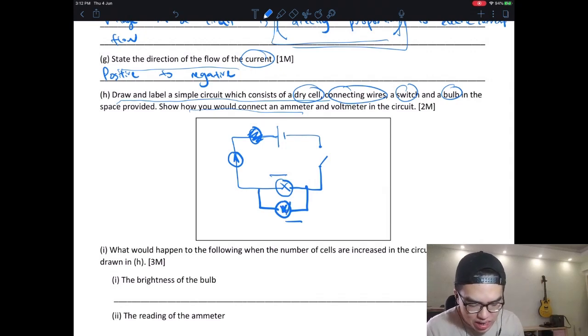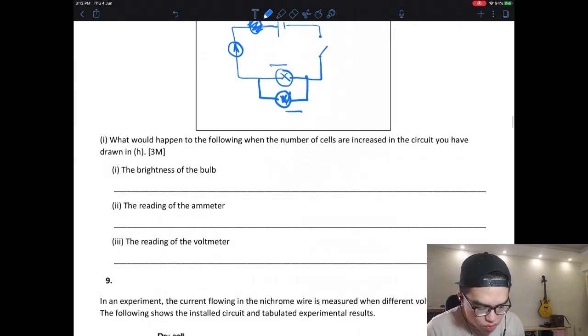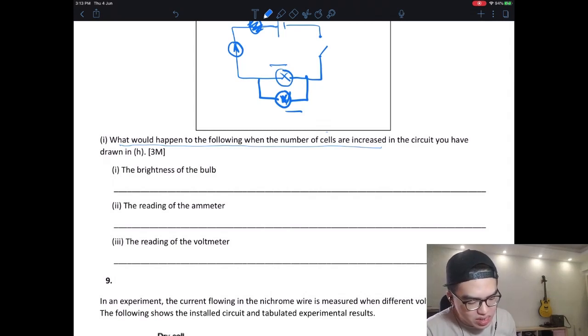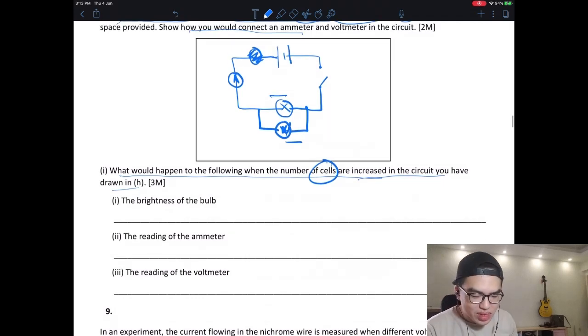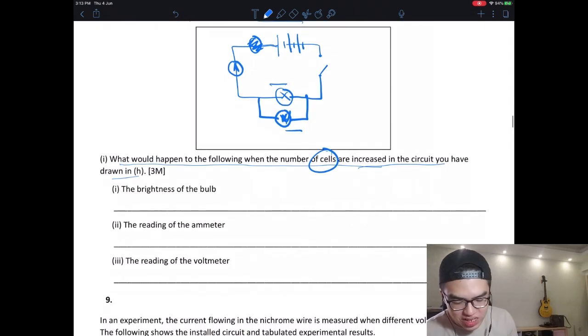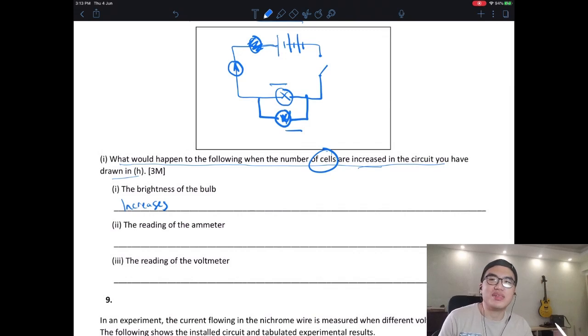So number one, what would happen to the following when the number of cells are increased? Normally in questions they will say battery, they will say cells, which is the same meaning. Because there are a lot of dry cells. You have so many types of batteries. That's why they say number of cells. So number of cells are increased in the circuit you have drawn in H. Means I put more battery here. What happened to the brightness? Of course it increases. The more battery you put, the brighter the light bulb is going to be.